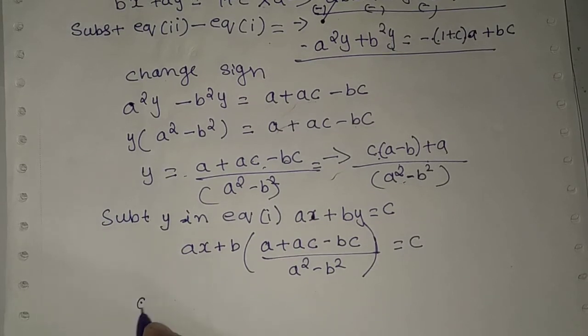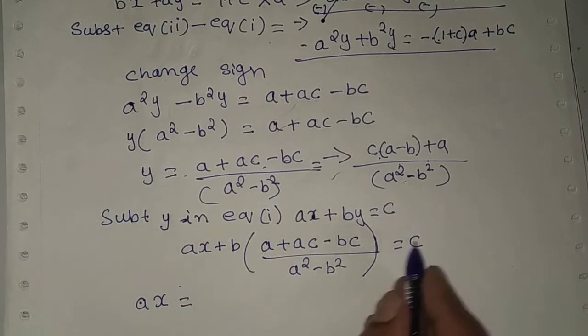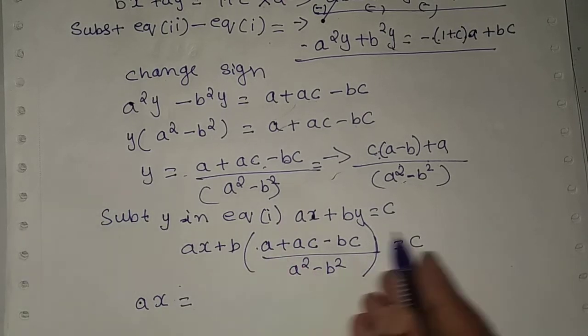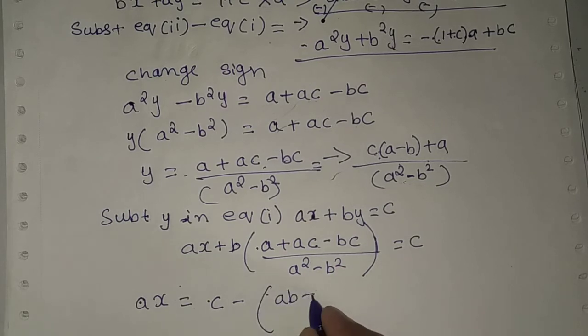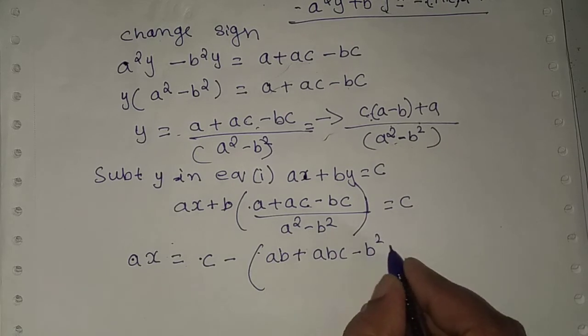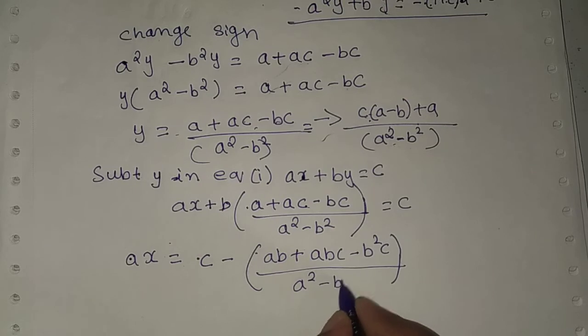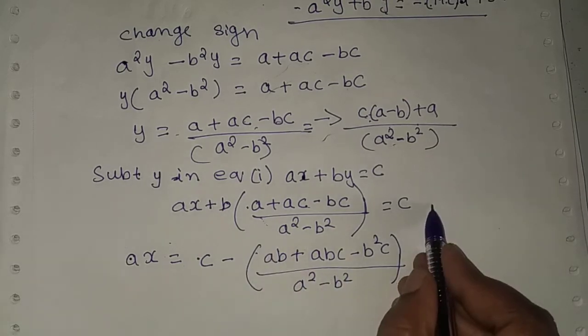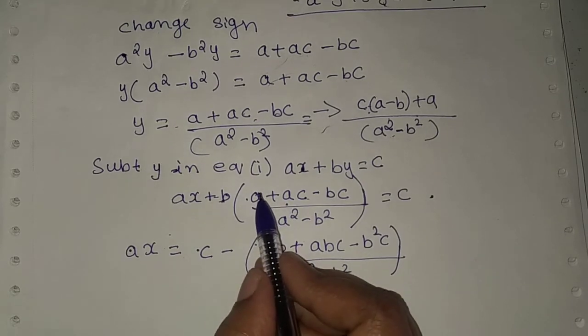So now ax, minus c, you bring the others. ax is equal to, bring c inside the bracket on the other side. We get c minus ab. Bring b inside the bracket. Then we get ab plus abc minus b square c divided by a square minus b square. Just bringing this to this side, then bring b inside the bracket.